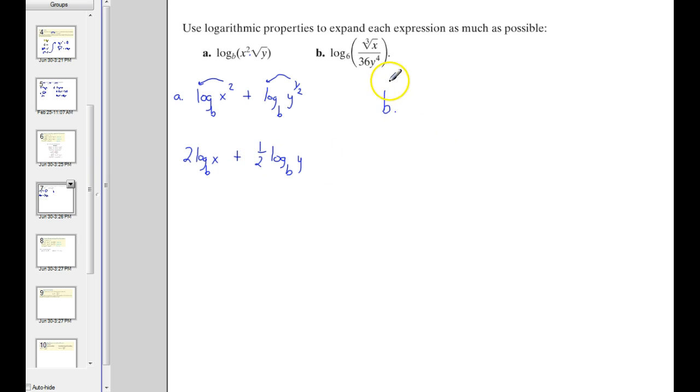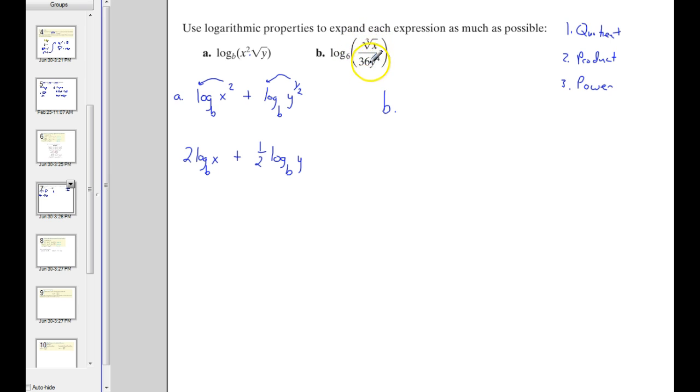Alright, b. So the way we typically go when we expand a logarithm, to get your signs right, is quotient, product, power. Here we've got a quotient, we've got a product in the denominator, and we've got a power because of the roots and exponents. So we're going to start with the quotient rule, meaning we're going to change this to subtraction.